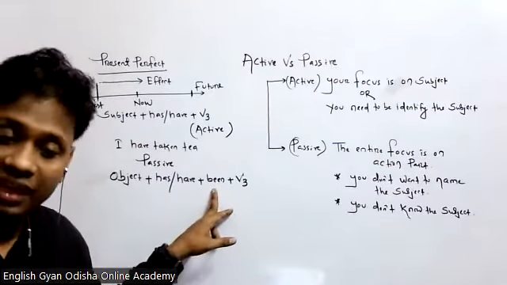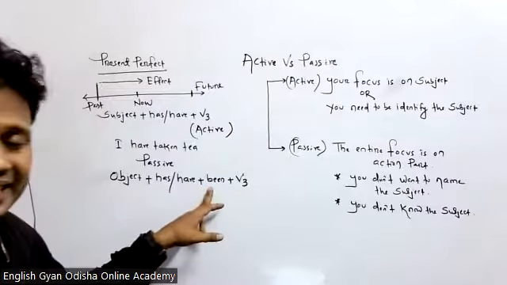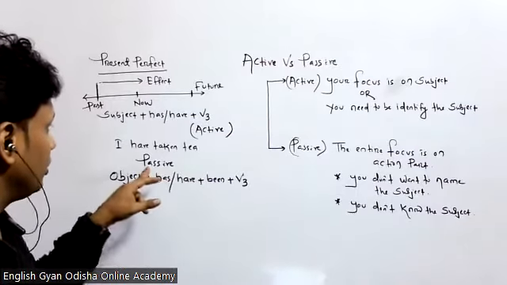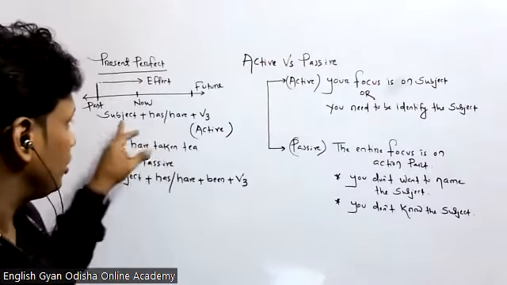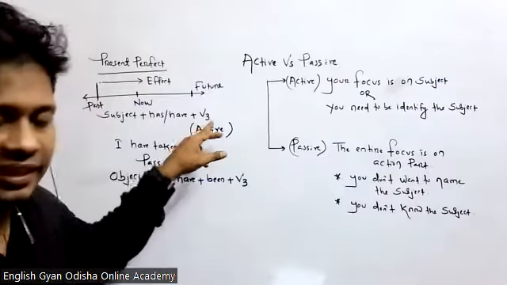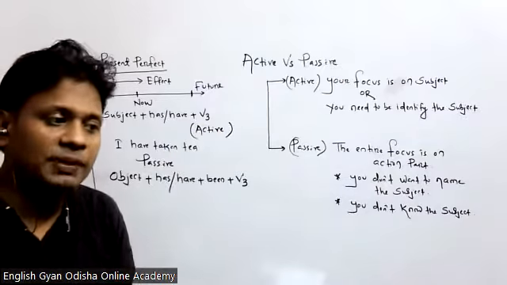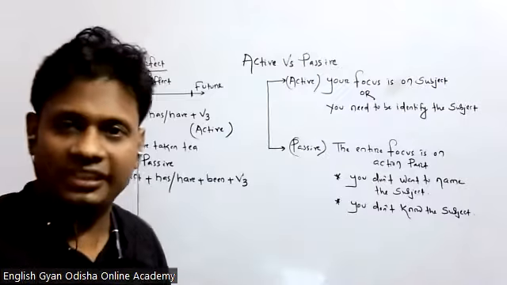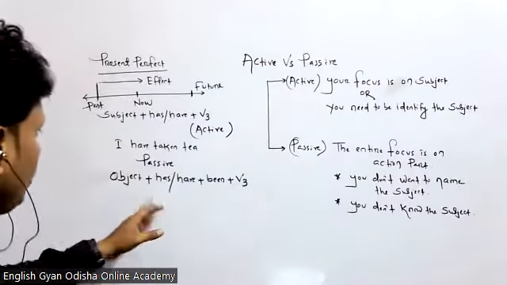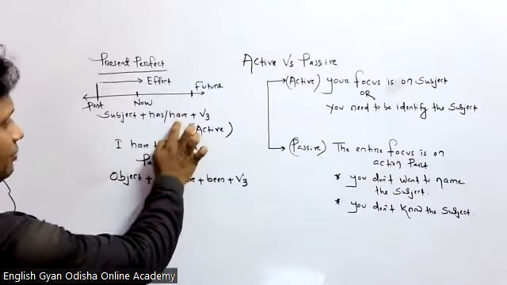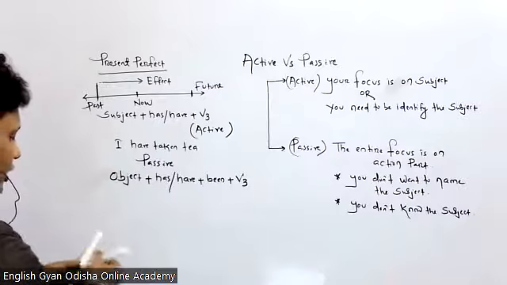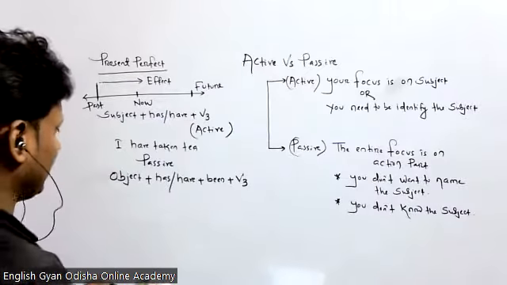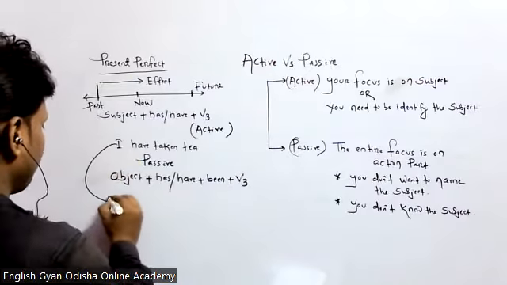You cannot change it. You'll ask me, sir, why is been there? Because this is the structure. Subject plus has or have plus V3. I cannot explain why it is there. It is there because that is how English people use it, right? So this is called active and this is called passive. Let me take this particular example, I want to make it passive.